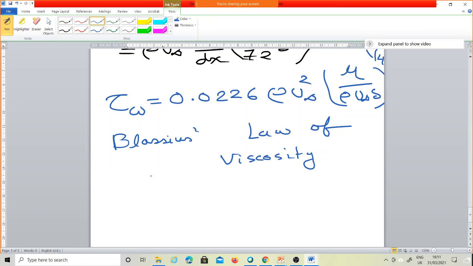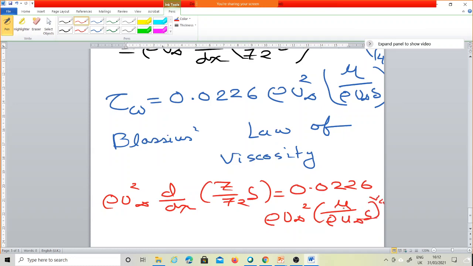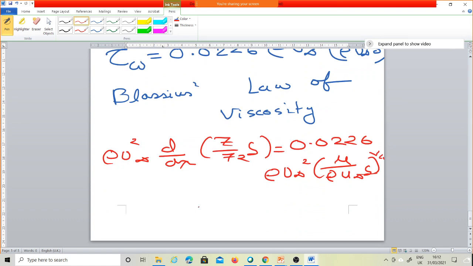So now you do the same thing. Left hand side is equal to right hand side. In this case, fortunately you don't have any derivative term, so you don't need to do anything, just equate the things. So rho u infinity d dx of 7 by 72 delta should be equal to the right hand side, 0.0226, we have the rho u infinity square, and then we have mu over rho u infinity delta to the power 1 by 4. Okay, so you have already the things there.